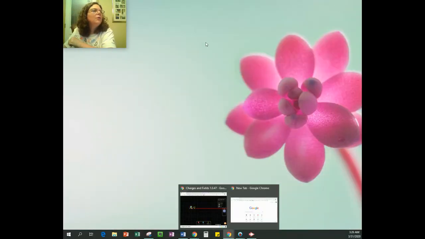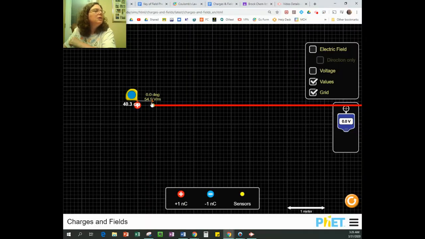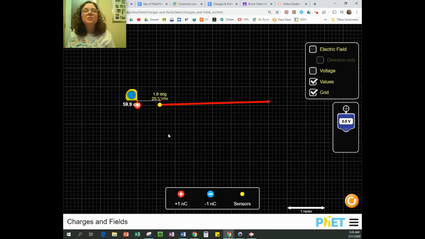And this is going to take forever. So now we're doing it to 60, and we move our sensor. And look at our red arrow. It's getting smaller, because the force is what? Decreasing. That's right. So we got 25.3. What do you do with that? That's right, you divide it into 219.